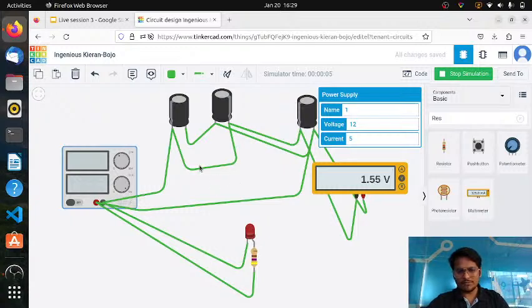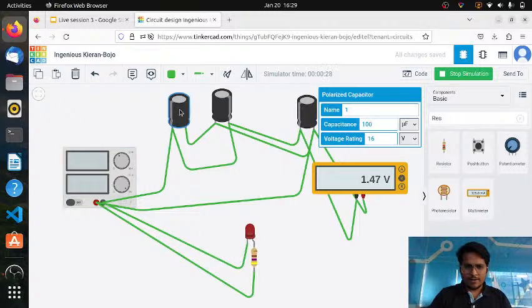What happens is, at the beginning when I gave the supply, that time the capacitor was charging. When I turned off the supply, it started discharging, and the discharging and charging we can clearly see in the multimeter. Here the value is 100. Let me show with 1000 what happens. 1000 microfarad, the voltage rating is 16 volt.